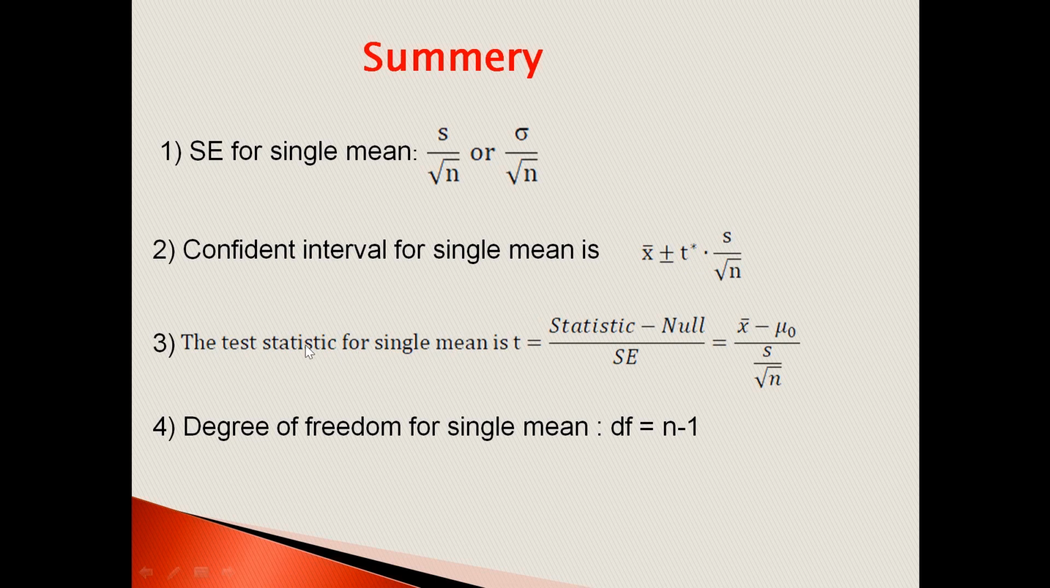Now, for hypothesis testing, you need to use T instead of Z, and T will follow this formula. T equals X bar minus the null average, so make sure you're using the null average, divided by the standard error. The last thing that you need to remember is that every time you need to use the T distribution, the degree of freedom is defined by n minus 1.